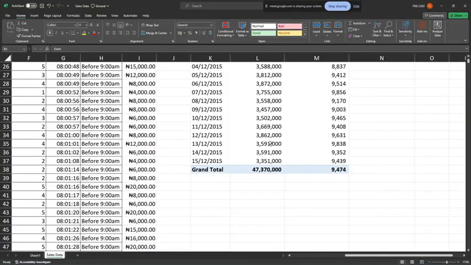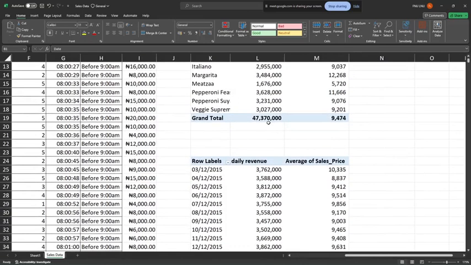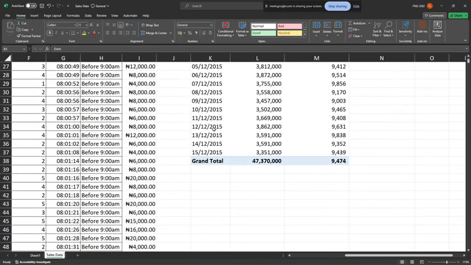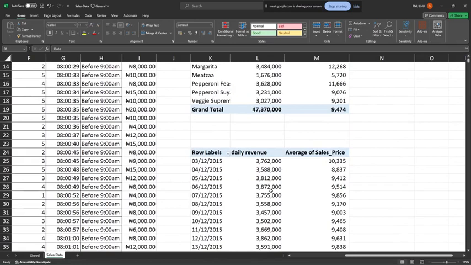So one is as a result of the two totals now. They are two different things. The first total that I have here is the accumulation of the total of each pizza, and the second one is the accumulation of the daily revenue that we had. Obviously, everything is still going to sum up to 47,370,000 naira.